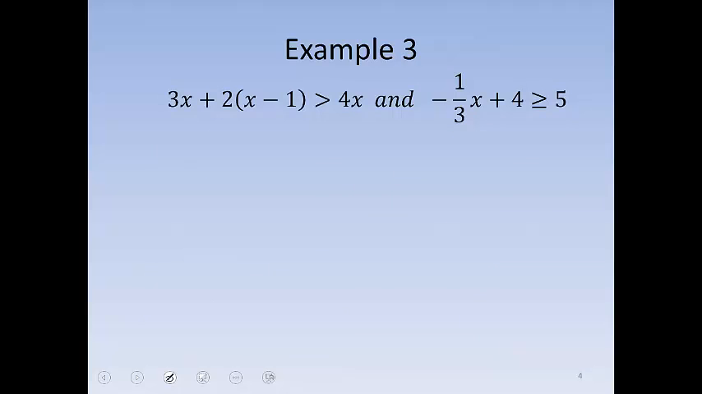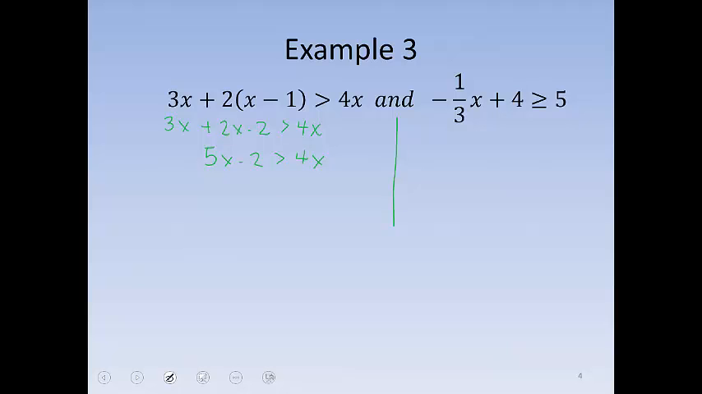All right, we have another and statement, but let's just go ahead and start. We know we're working two different problems, so let's do it that way. The one on the left, I'm going to distribute the 2. I'm going to combine like terms, giving me 5x minus 2 is greater than 4x.